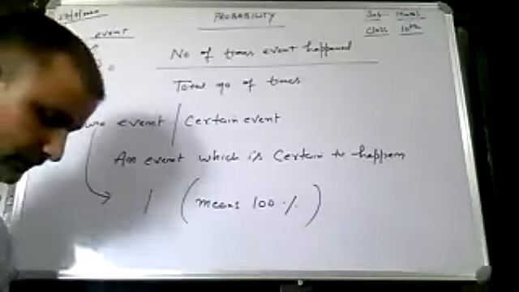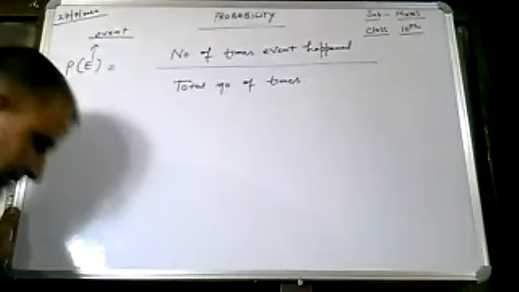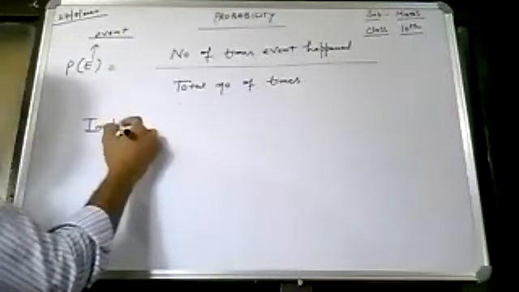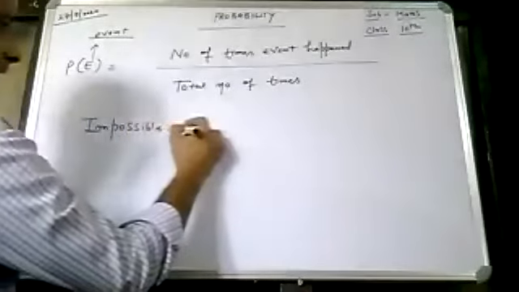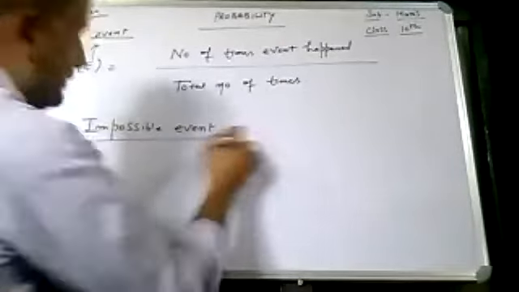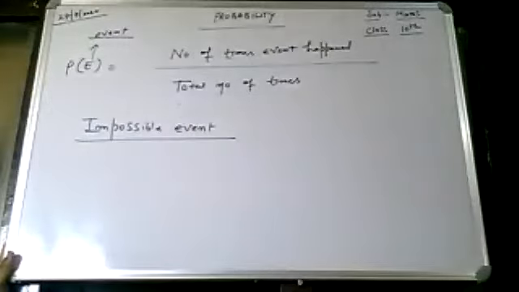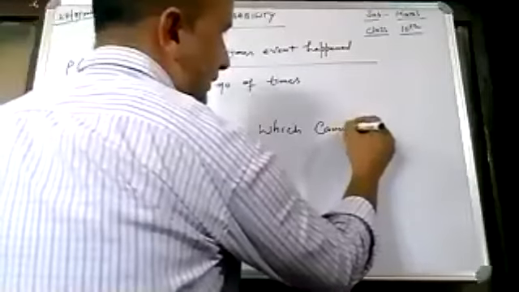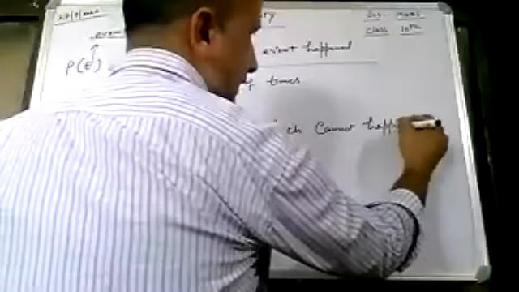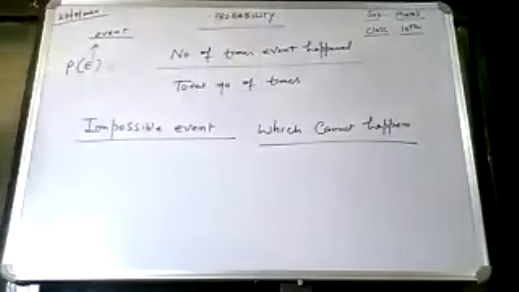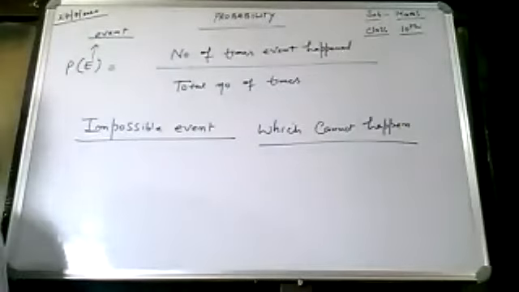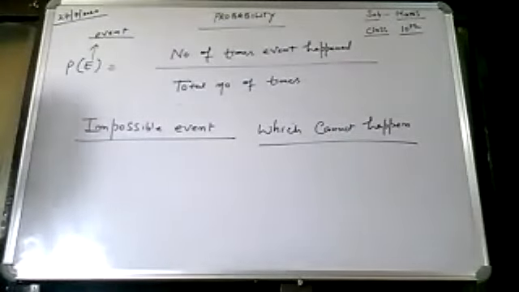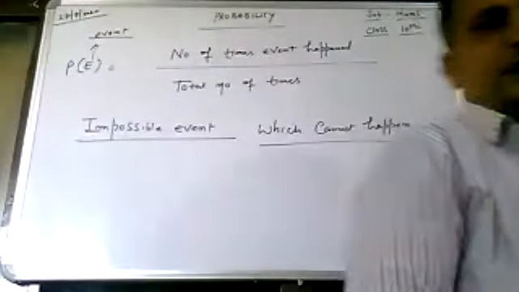Clear? Next is the impossible event. Class, as the name suggests, impossible events are events which cannot happen. Clear? They are called impossible events. For example, class, the sun will never set again. This is an impossible event. The sun will never set again.